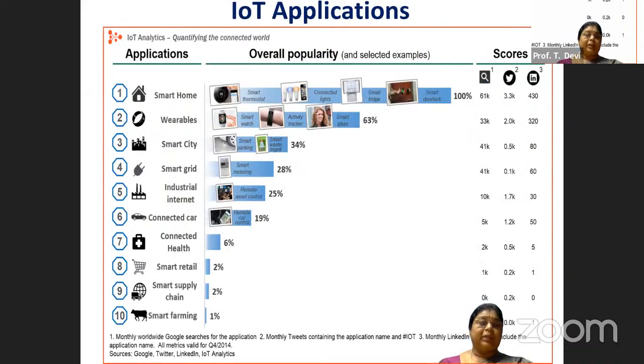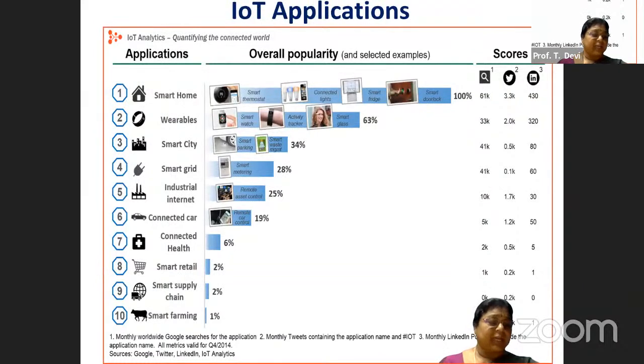If you look at the IoT applications, Internet of Things may be applied to build a smart home. Say in a home, the lights may be connected, and smart fridge, smart door lock, smart thermostat, and smart wearables. Smart glasses, activity tracker, smart watch. You can build a smart city.